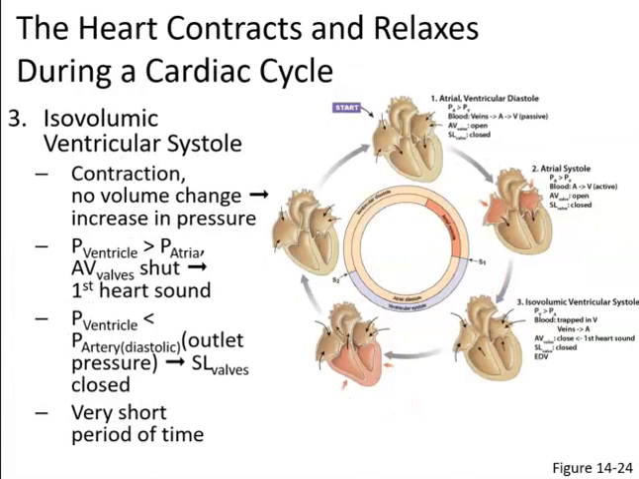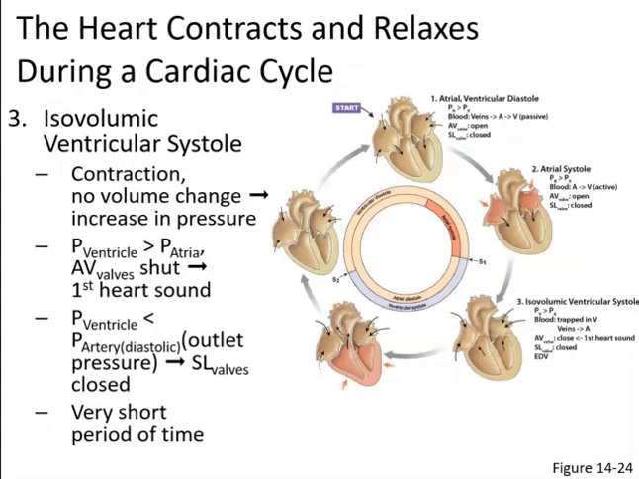The next phase of the cardiac cycle is isovolumic ventricular systole. I know these are a lot of big words, but we can break it down. So iso means the same, volumic or volume, so same volume. And then ventricular systole, basically when the ventricles are contracting. This means that when the ventricles are contracting, there is no change in volume, okay?